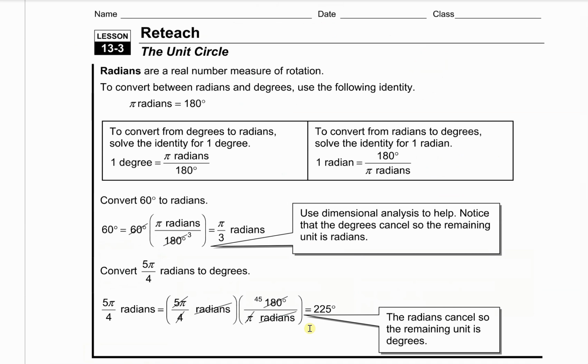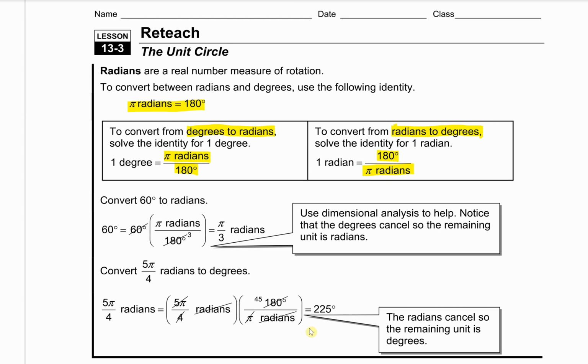So if we look at the notes, as I said here, radians are real number measures of rotation. To convert between radians and degrees, we use the following. You have to understand that pi radians is the same as 180 degrees. So to convert from degrees to radians, I use this. You're going to multiply by the ratio pi over 180. If you want to convert from radians to degrees, you're going to multiply by the reciprocal, 180 over pi.